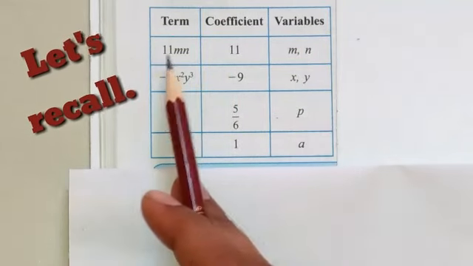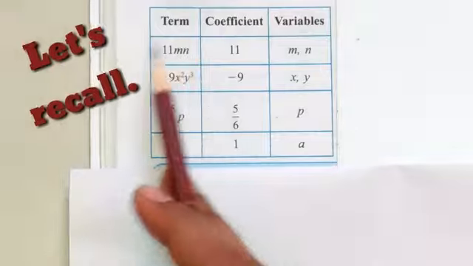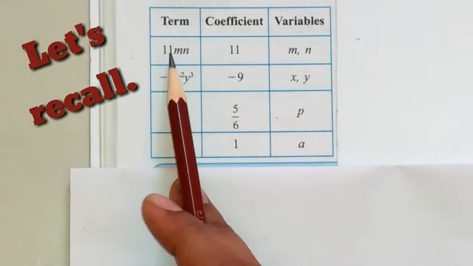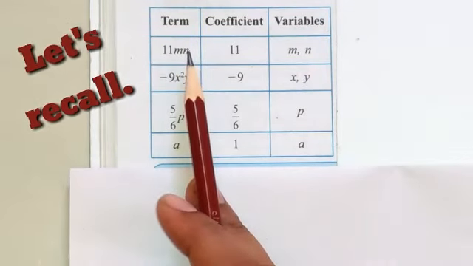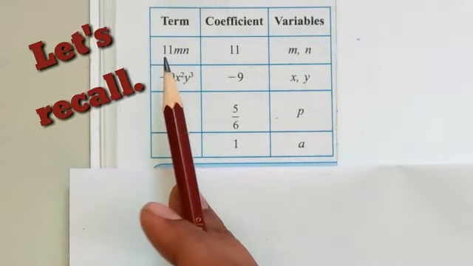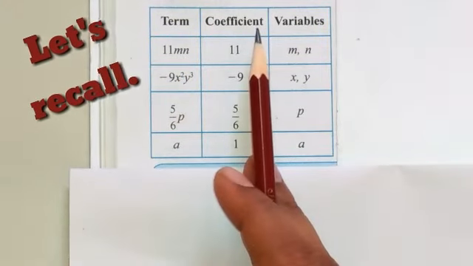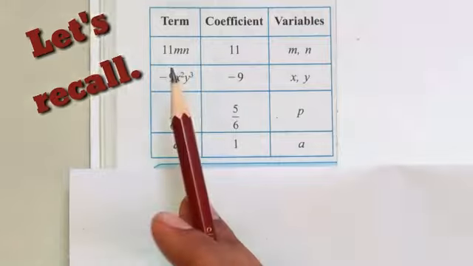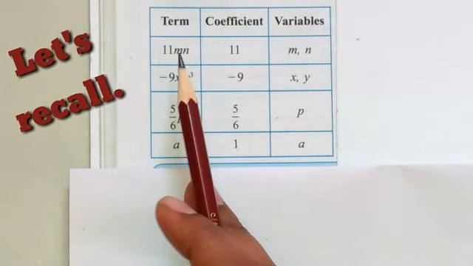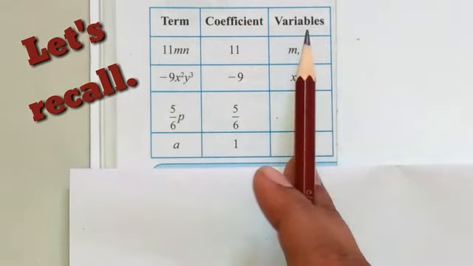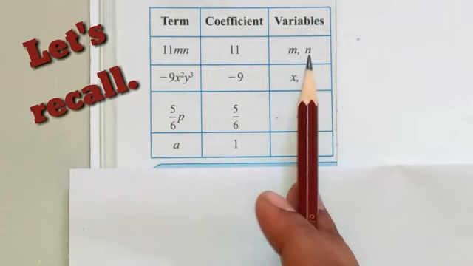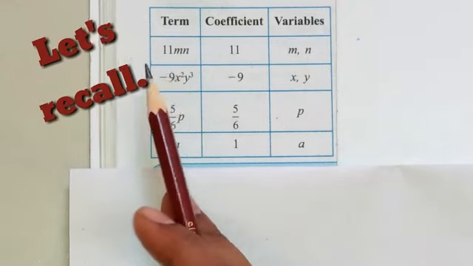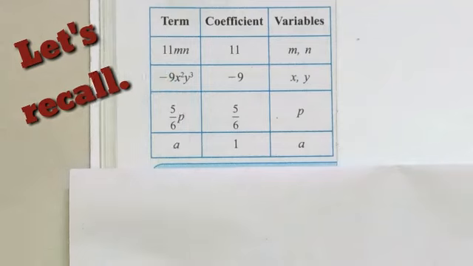Suppose this is the term 11mn. Among this term, one number is given and a few alphabets are given. So the number is called a coefficient. It means here 11 is a coefficient and the alphabets in the term are called variables. So m and n both are the variables and 11 is a coefficient.